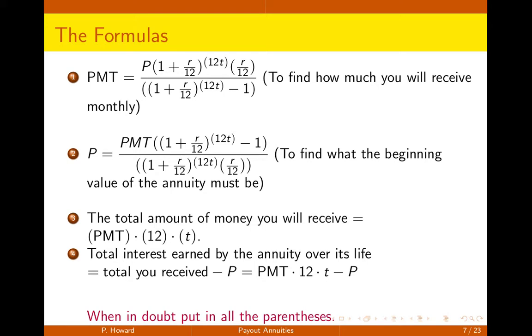And the total interest earned by the annuity is simply the amount you received minus the amount that you paid in. And as we saw in item 3, the amount you received is PMT times 12 times T.